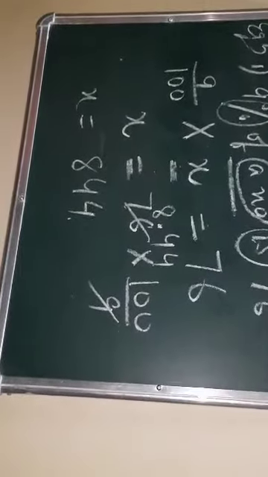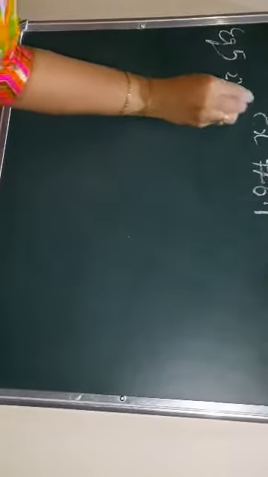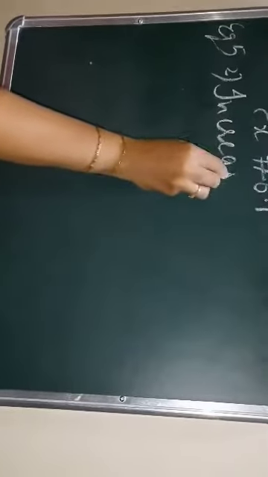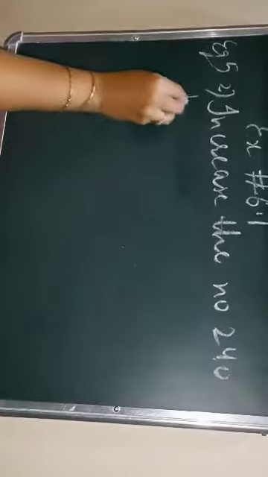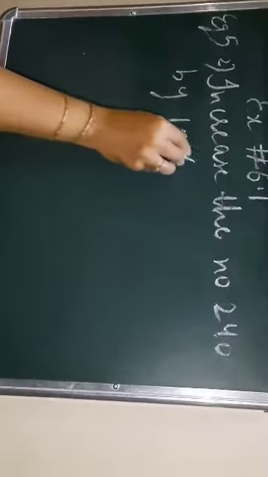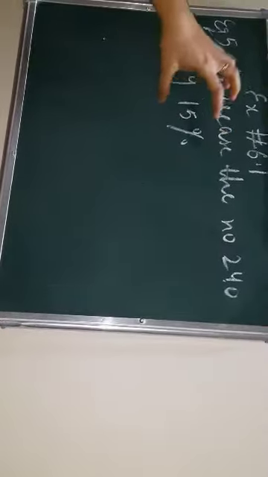Okay. Next is the second part of the question. The second part of the question is: increase the number 240 by 15%. 240 नंबर को 15% इंक्रीज कर दो. इज द क्वेश्चन क्लियर? नंबर गिवन इज 240. 240 में अगर हम 15% इंक्रीज कर दें तो बताओ व्हाट इज द नंबर.